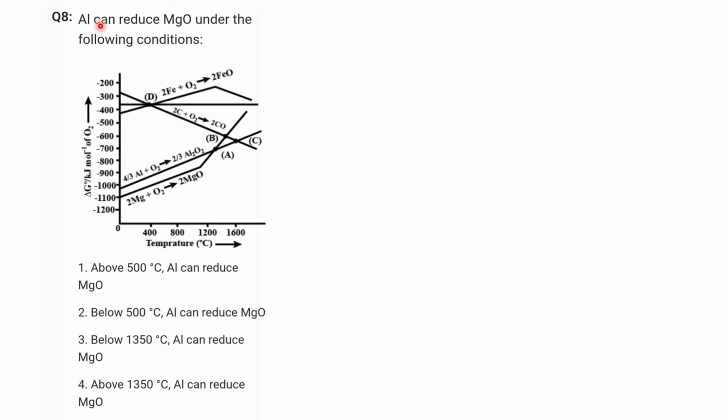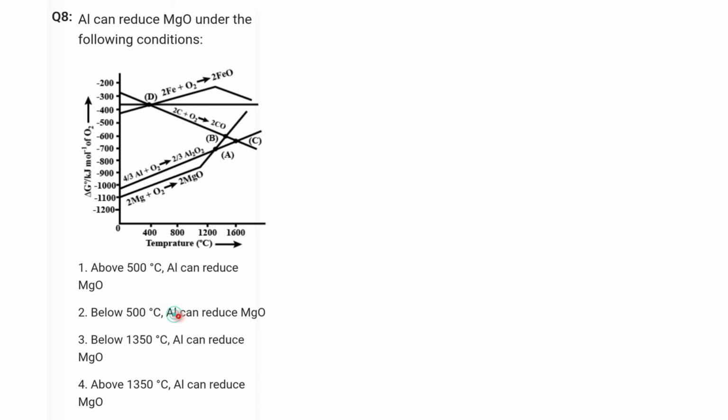Yes, option 1 zirconium. Now your last question, aluminium can reduce magnesium oxide under the following conditions. Say here above 500 degrees centigrade aluminium can reduce magnesium. So somewhere here you are having the 500 degrees centigrade and your aluminium is placed above and magnesium is lower. So this is not possible, right? Because at this temperature magnesium is better reducing agent because it is placed lower. So this option 1 is wrong.